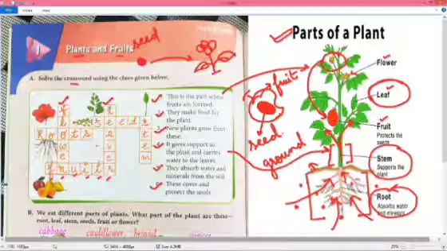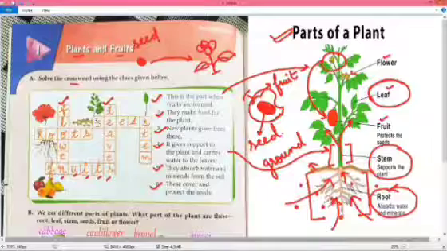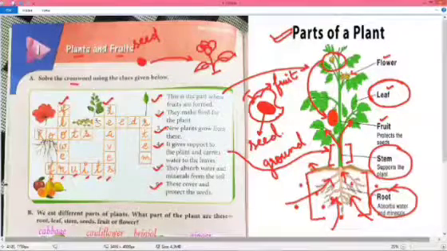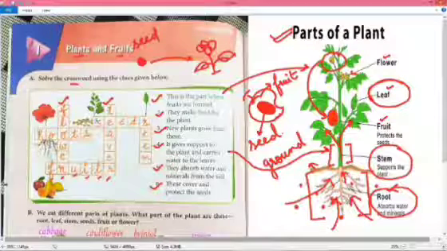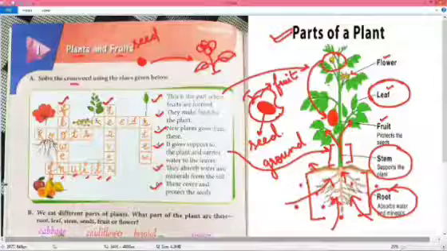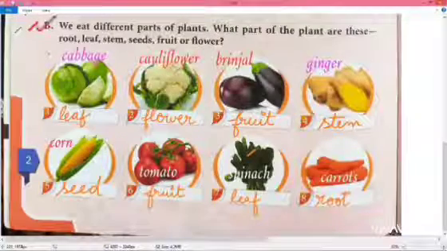Fruits. Now plants store food in the flower, leaf, fruit, stem as well as roots and the seeds. So these parts of the plant are used by us or eaten by us as food. Okay children, now let us solve question number B.